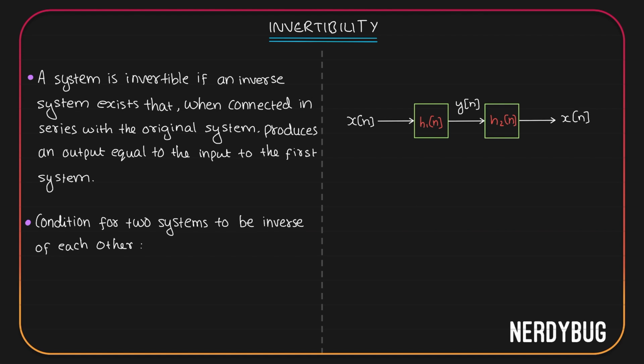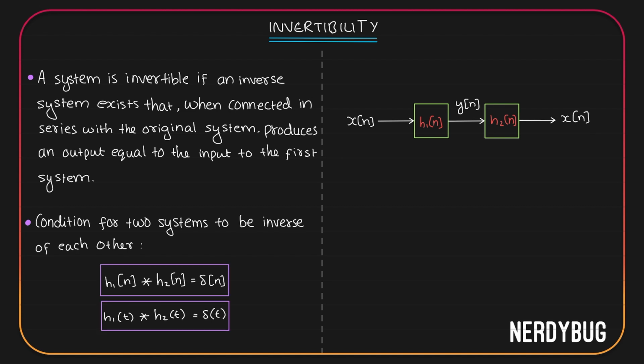In the case of discrete time systems, we can write that the convolution of their respective impulse responses, h1 of n and h2 of n, will be equal to delta of n. If we take continuous time systems, then the convolution of h1 of t and h2 of t should be equal to delta of t, so that they can be inverses of each other. This can be easily explained using the block diagram over here.